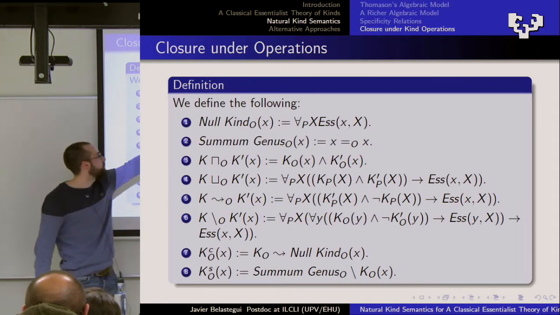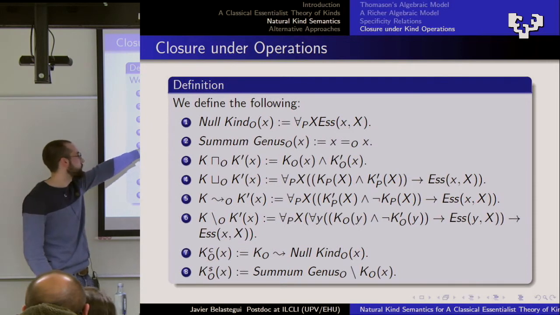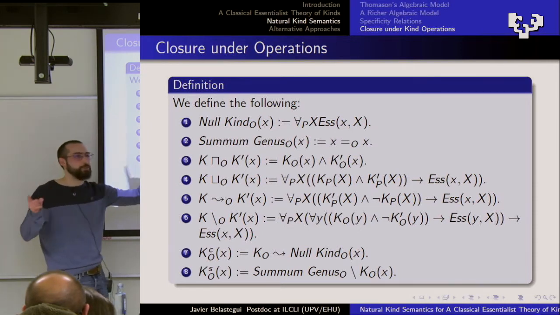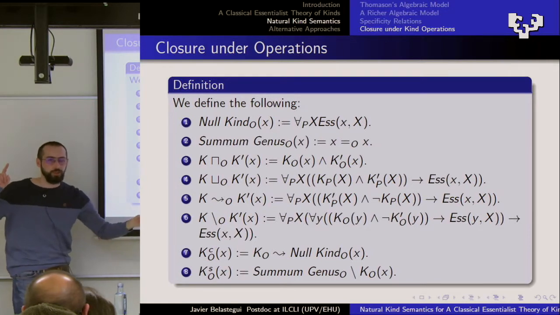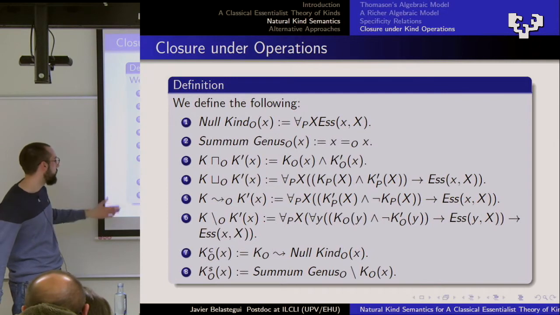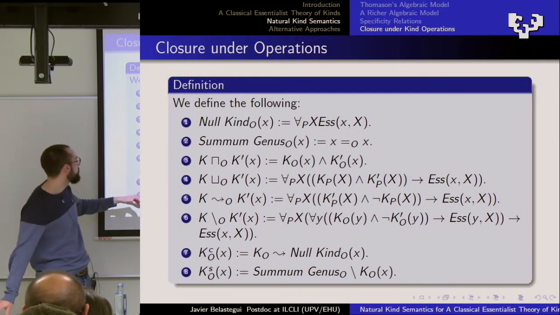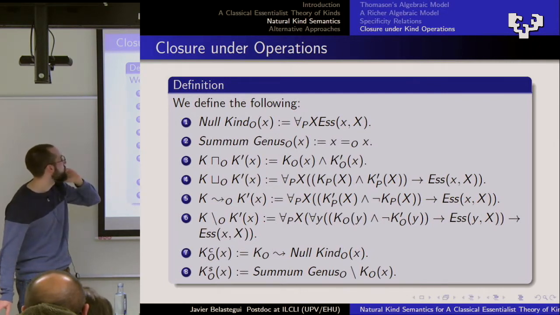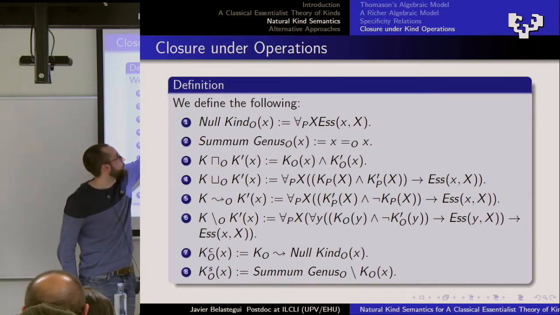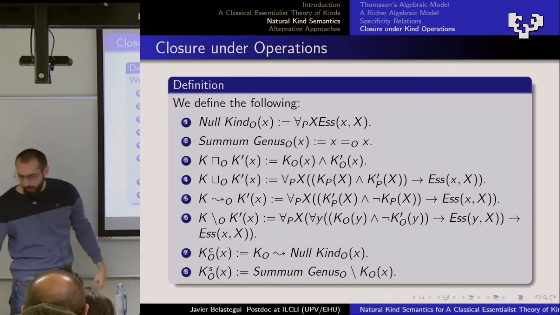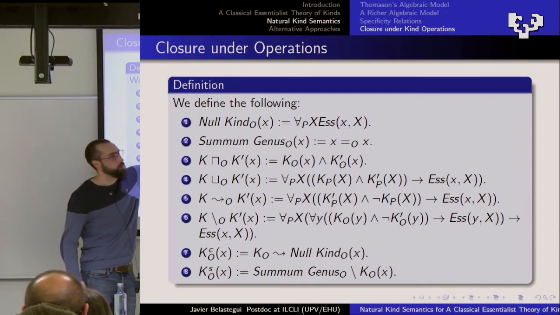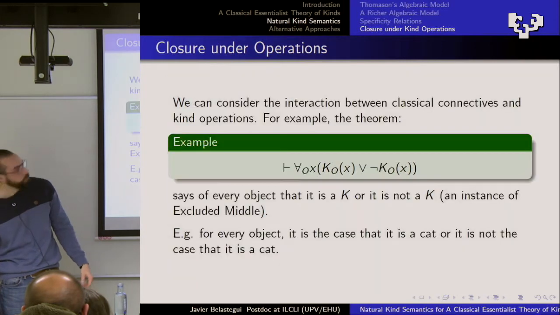And you cannot simply say an object belongs to the disjunction of two kinds if and only if it belongs to either of them. So this is not true in the model. And there are other operations like negation, here difference, and so on. And an object belongs to the null kind if and only if it has all the properties, essentially. And then everything belongs to the sum genus because everything is identical to itself.